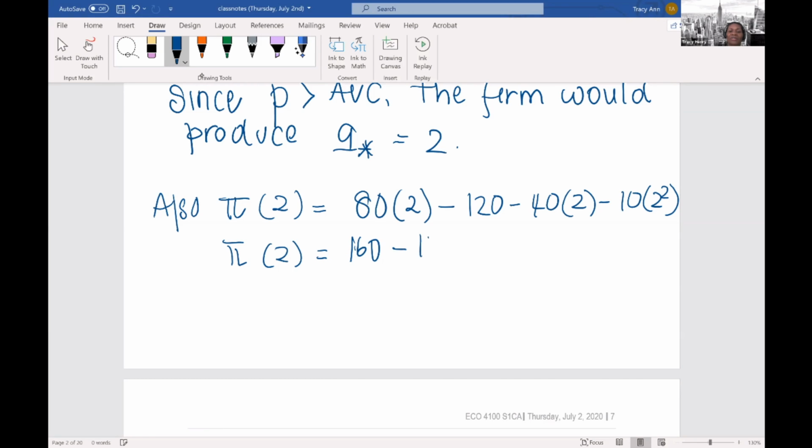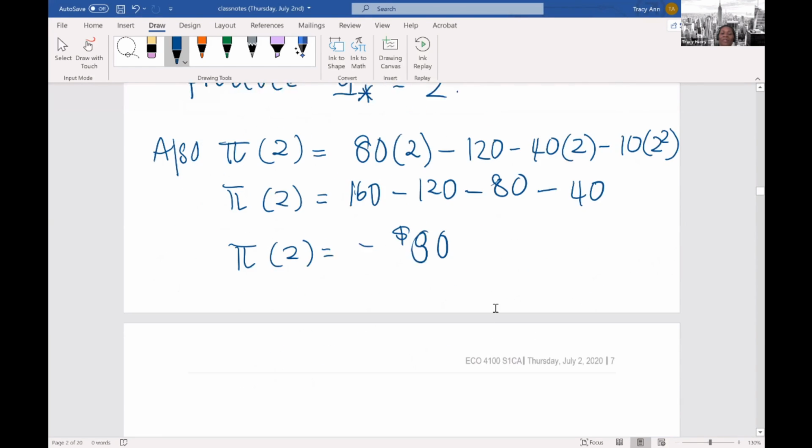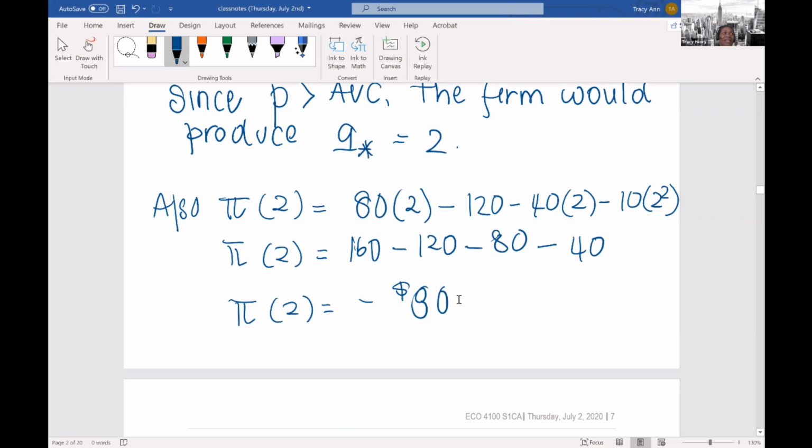160 minus 120 minus 80 minus 40. So a profit at 2 is equal to minus 80. So here we're getting a profit that is negative, even though the firm is producing a positive quantity. And you'd want to say, well, why would the firm produce and get a negative profit? Why would he produce and be happy with a negative profit?